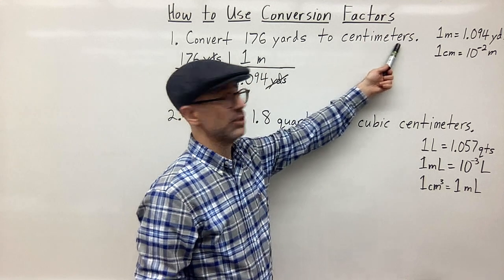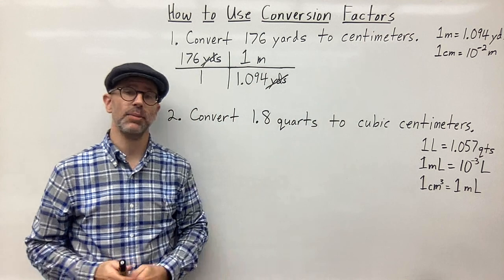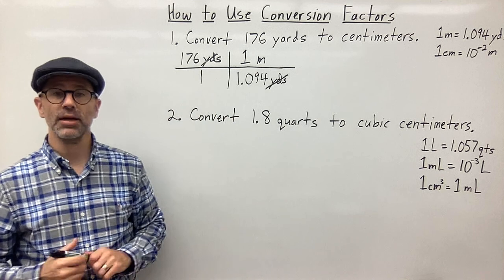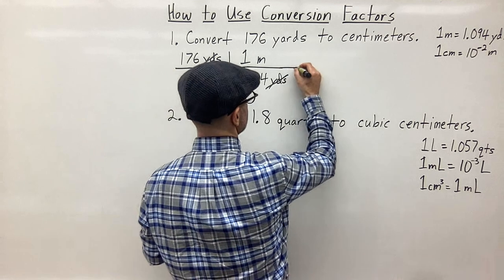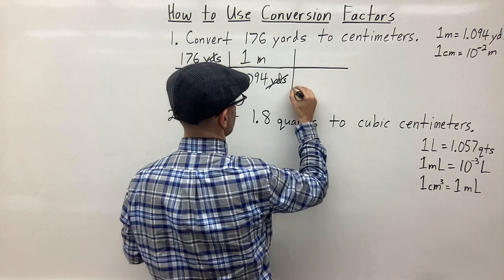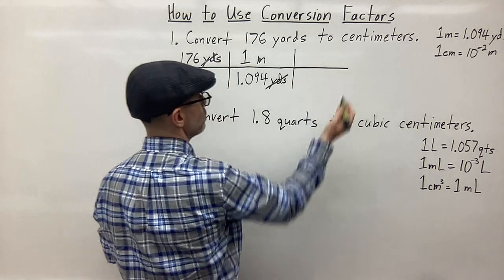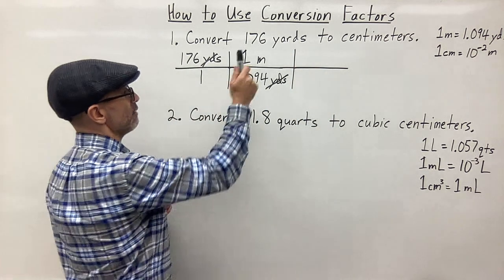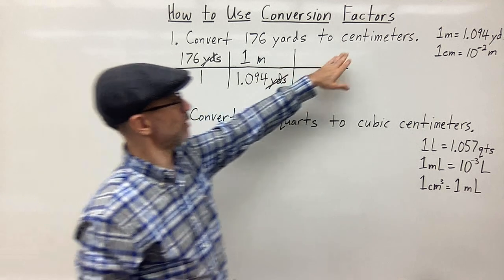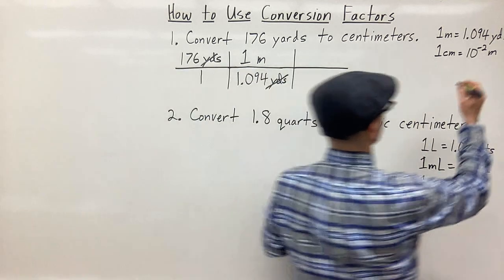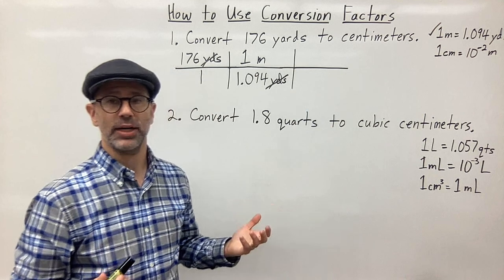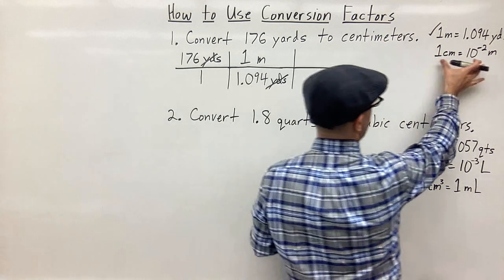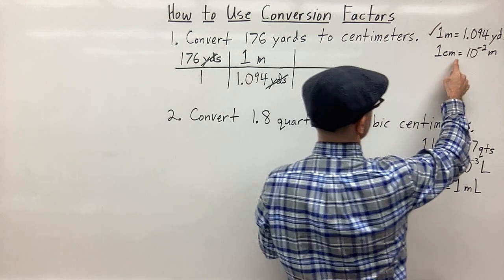I'm being asked to convert to centimeters, so I don't have centimeters yet, so I've got to keep going. So I do another conversion factor. I extend my line here, put a line there, and I'm going to multiply by another conversion factor. I have meters. I need to get to centimeters. I've already used this equality, so I'm not going to use that one again. The only other one I have is this one. So now I'm going to use this one.